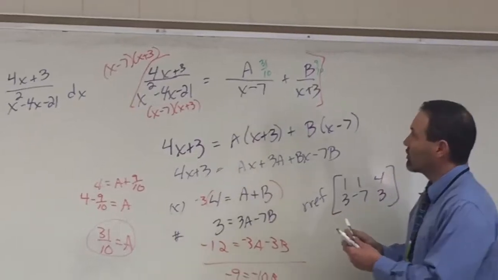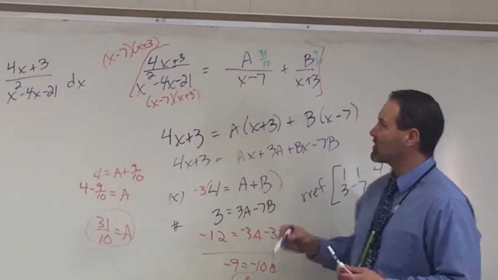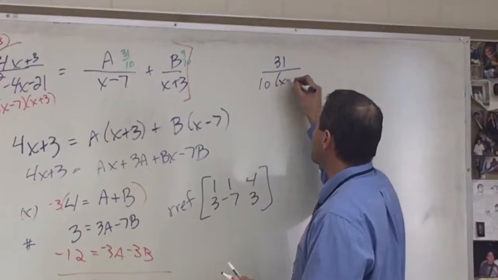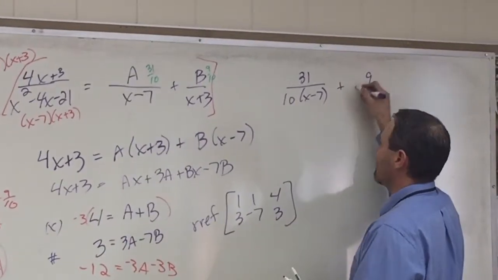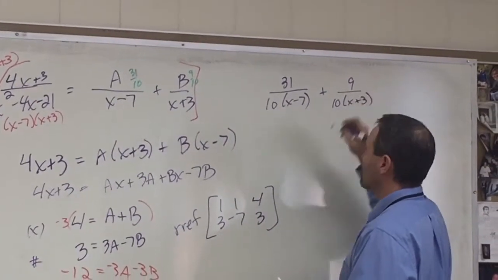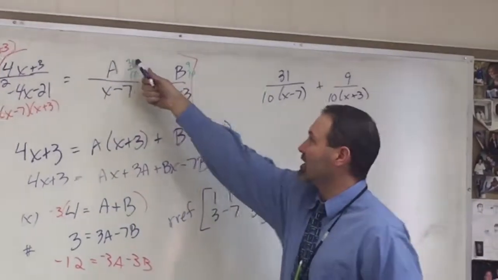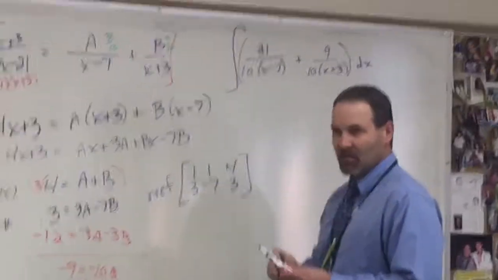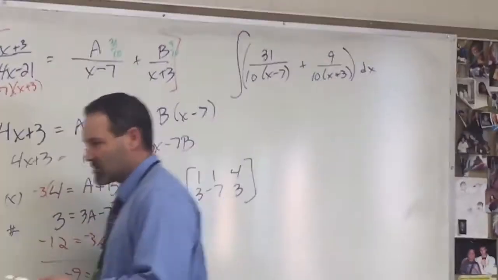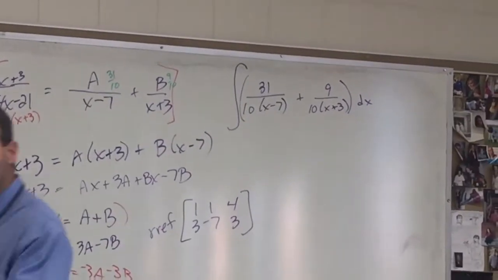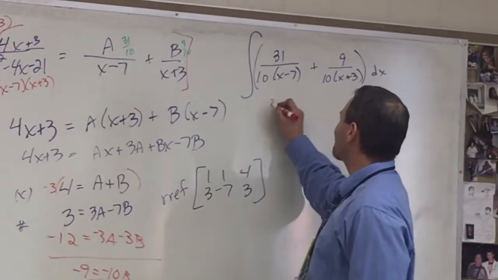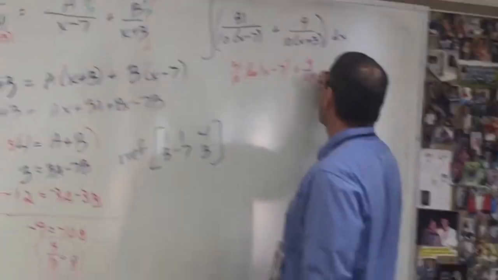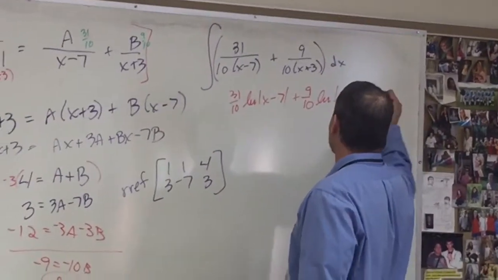Correcto. So we could rewrite our initial rational expression as 31 over 10 times x minus 7, plus 9 over 10 times x plus 3. See what I did? It's a fraction, just put that on top, that on the bottom. And again, we're still integrating this. But at this point, what could we use for our antiderivative, Wilson? Logarithm. There you go. So we get 31 tenths natural log of x minus 7, plus c.